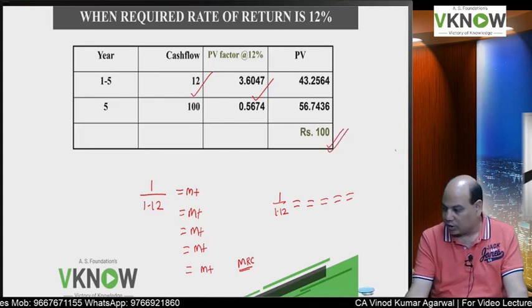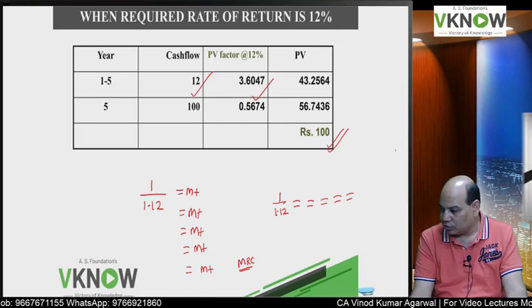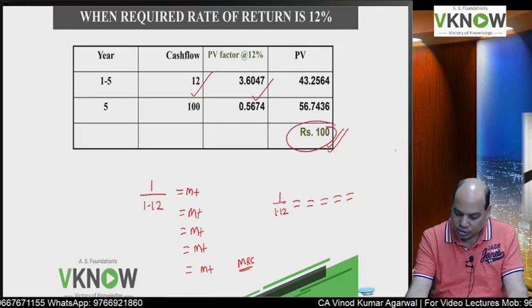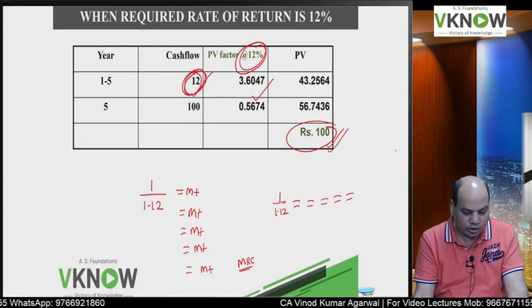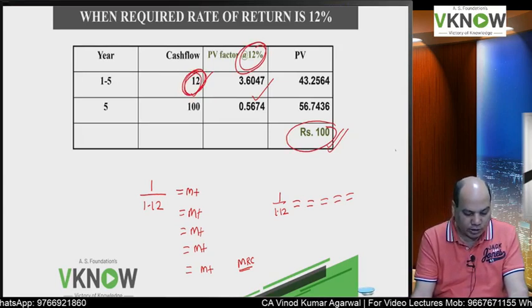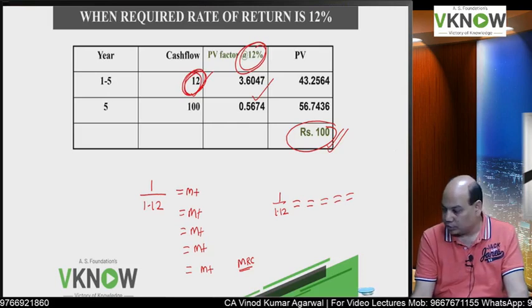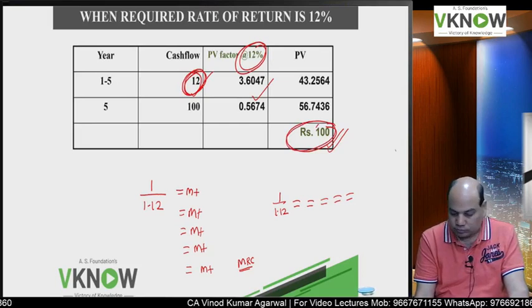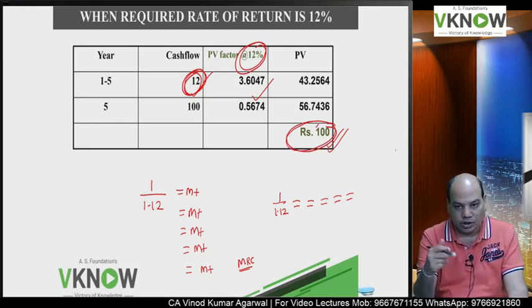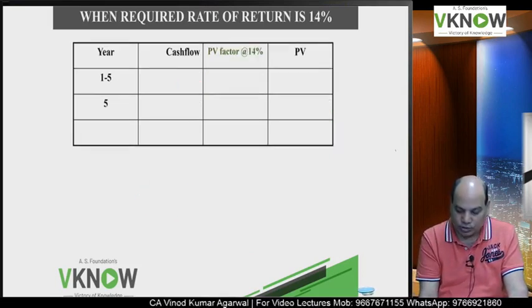If you are getting 99.99, that is also right, but please write 100, because the coupon rate and the discount rate are both equal. If coupon rate and discount rate are both equal, then you will get 100 rupees. Okay, so Divya, please make it 100 rupees. This was case 1. Now I will ask you to solve case 2. Please write down case 2 in the notebook.